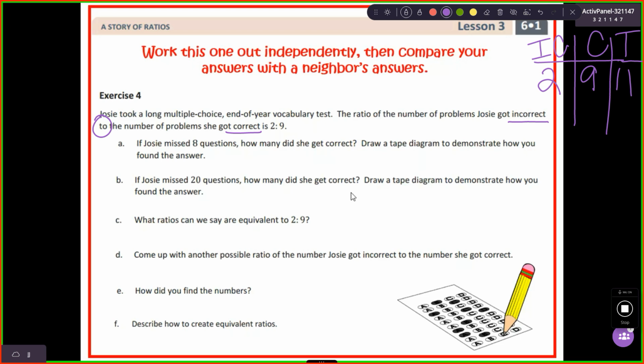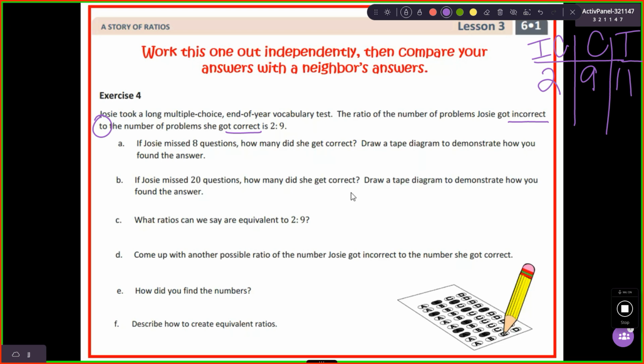So I hadn't even started A, B, C, D, E, and F. I hadn't even started that. But when I'm looking at it, I have my table set up so I can make it make sense. Does everybody have that table set up under A?